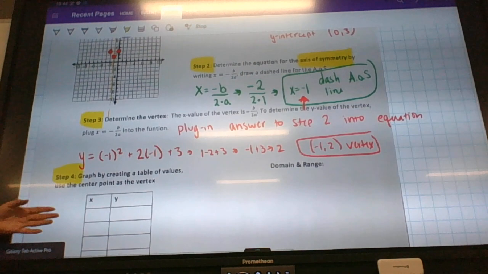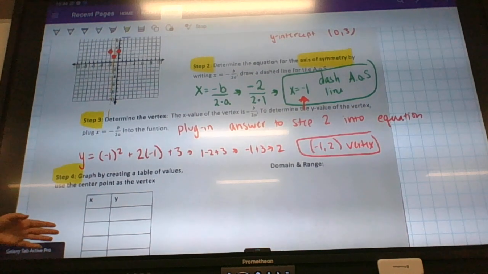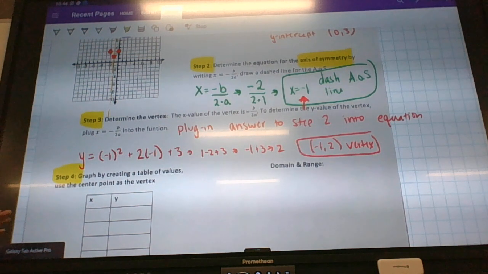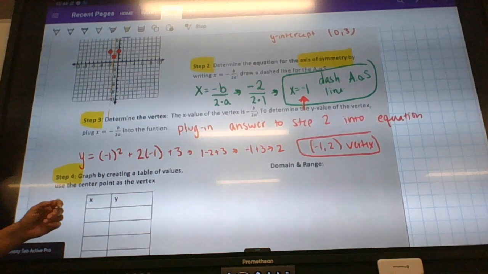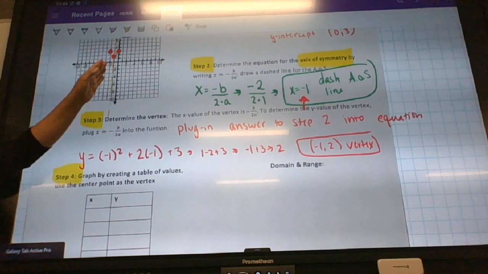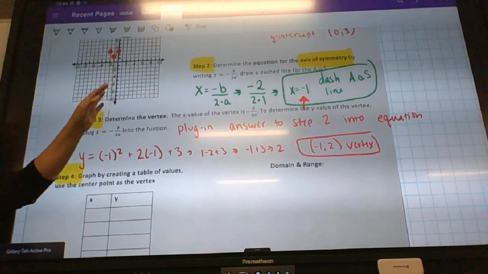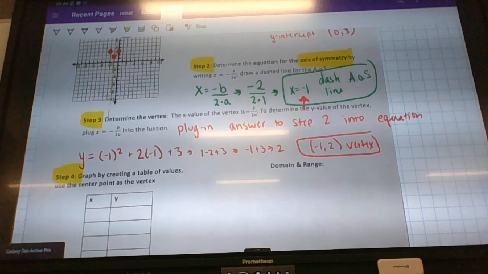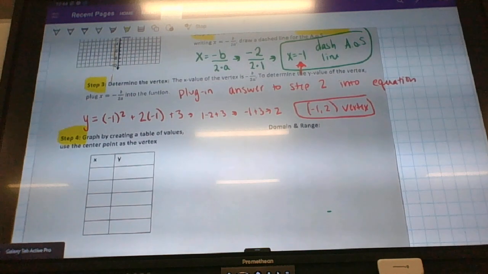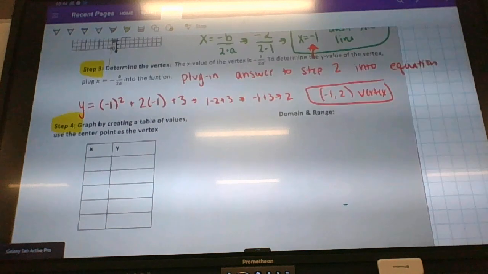This is usually where I lose people. People are good until step 4. They go home, they try it on their own, and then they say, I don't know how you came up with the table. So we'll revisit it tomorrow. But I should see for everybody at least dash lines and vertexes these first few steps. And you can use your book. There'll be a video. If you get lost, you can pull up the video.